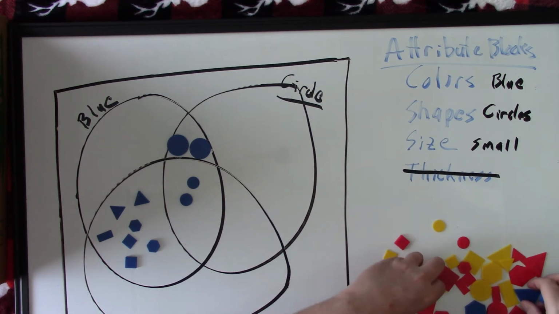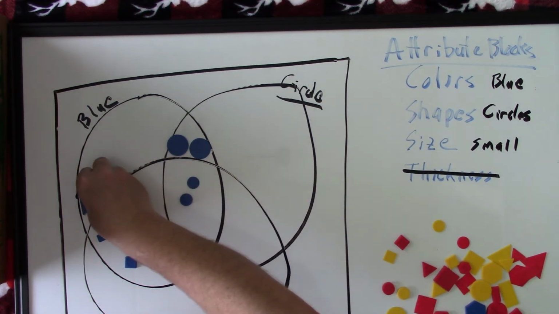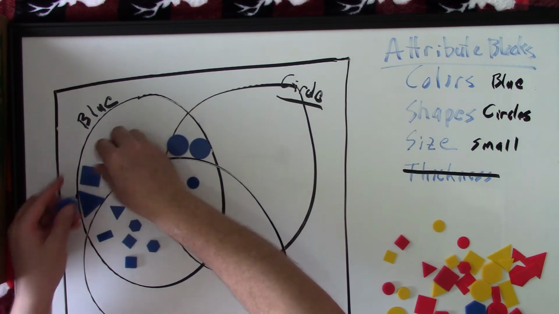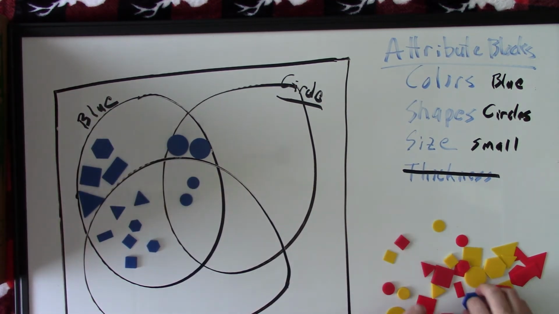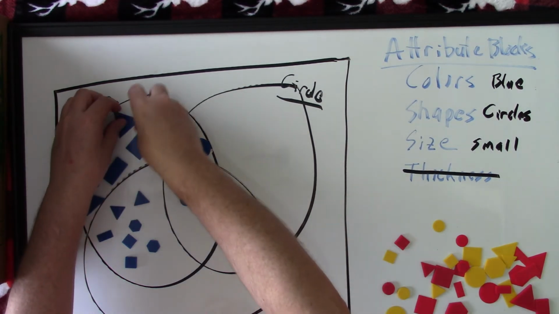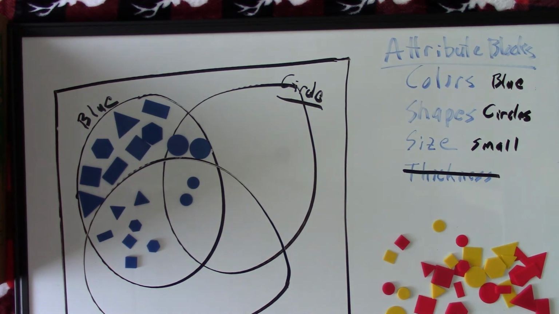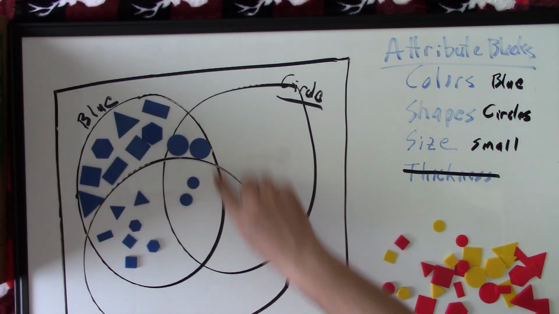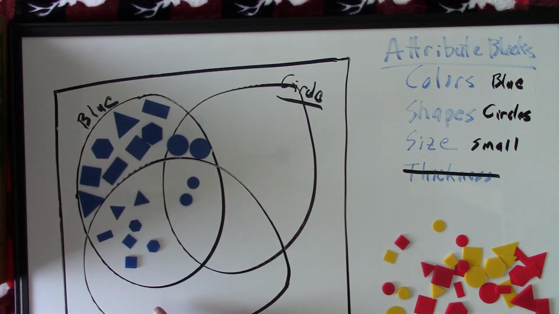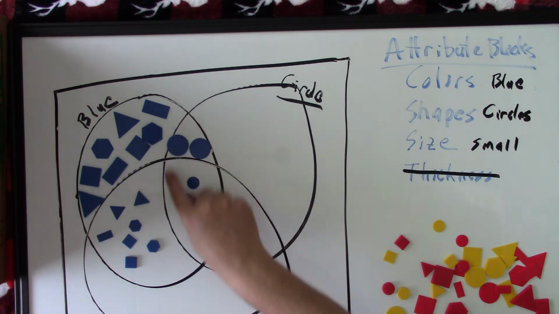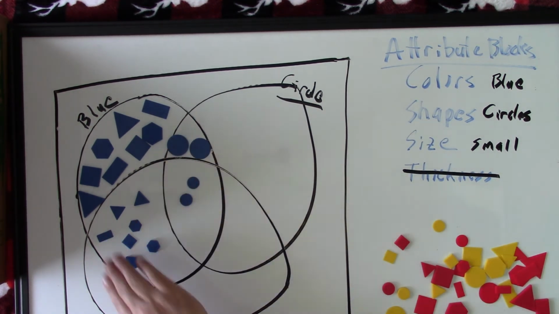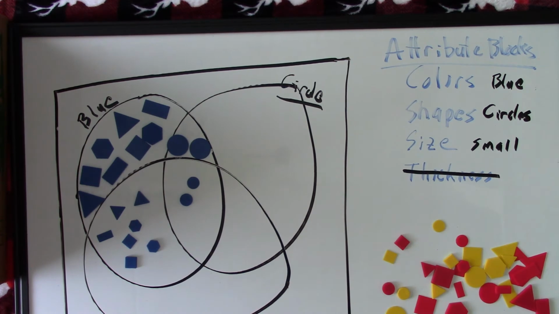So then to fill in the rest, these are all my shapes that are blue. They're not circles, and they're not small. So everything in here, it's all blue. And then in this little bit, they're all circles, and in this little bit, they're all small.